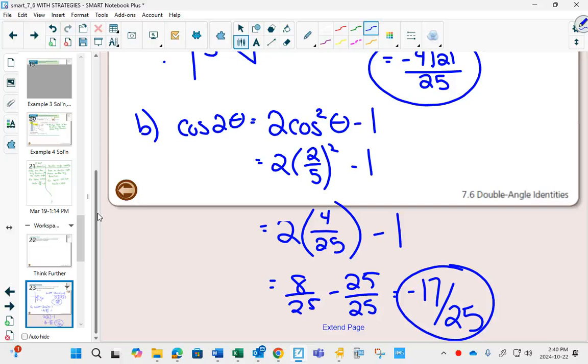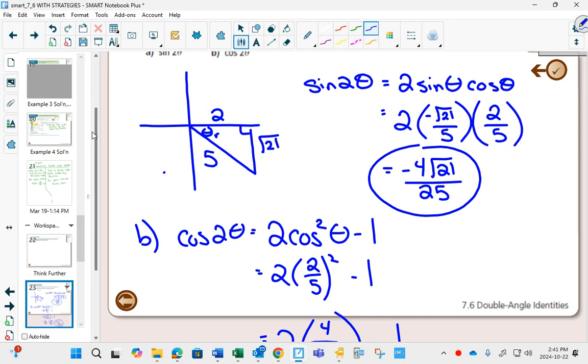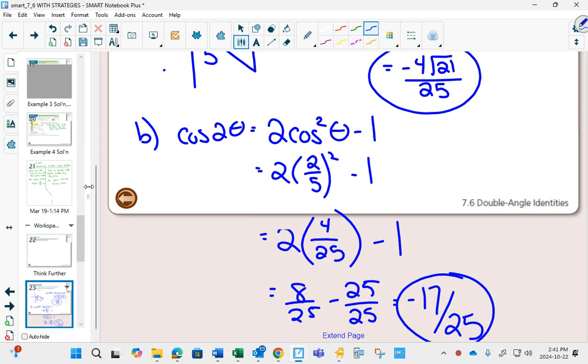Here's some mental math. If theta was in quadrant 4, what quadrant is 2 theta in? Because they told us that the angle theta, we even drew the picture, was in quadrant 4. What quadrant would 2 theta be in? And answers A and B give you a hint. Quadrant 3. Why? Because sine and cos are negative. Sine of 2 theta and cos of 2 theta are both negative, so 2 theta has to be in quadrant 3.